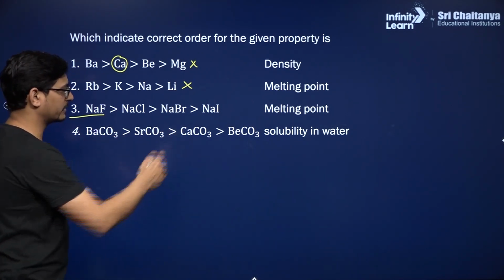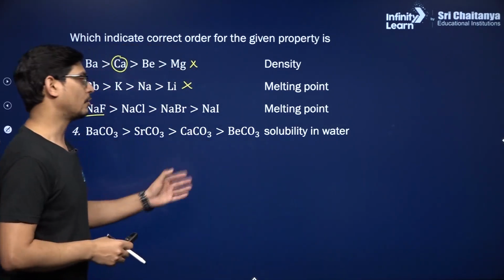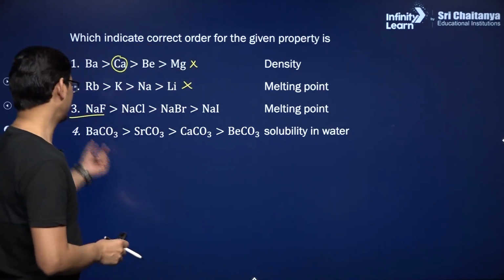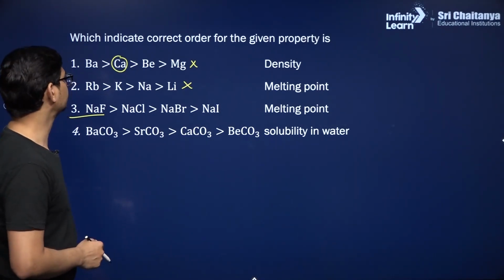As regards the carbonates of group 2, because of the cation anion stabilization down the group, the solubility in water decreases. So actually barium carbonate has the minimum solubility. So that is also incorrect.